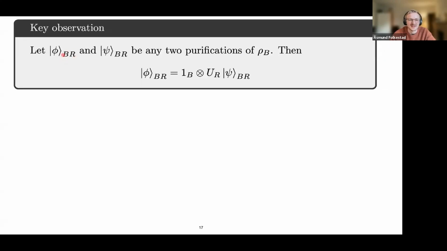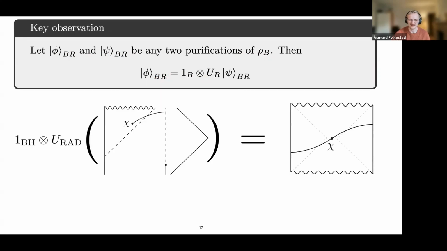For a moment, just think about two generic quantum systems, B and R. And let phi of BR and psi of BR be any two purifications of some state rho B. Then these two states are related by a unitary that has support only on R. So what does that mean for the purification procedure I just wrote down? Well, that means that there exists a unitary which has support only on the radiation, which converts this picture here into that picture.